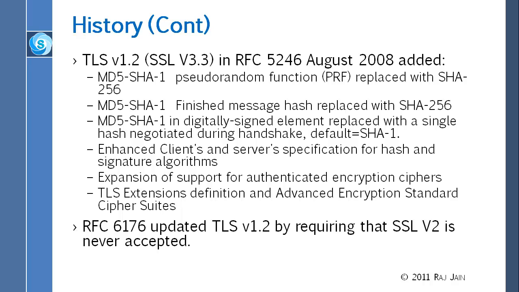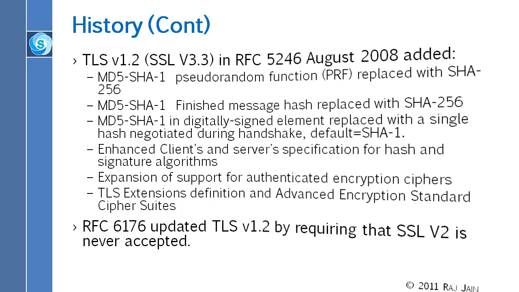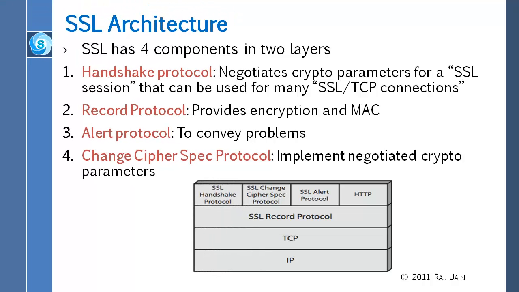So they are going up by 0.1 every time, and the messages are still the same. So when looking at a message, the only way you can tell the difference between SSL and TLS is if it is 3 or below, then it is SSL. If it is above 3, then it is TLS. So SSL itself consists of 4 protocols, and they are organized as follows.